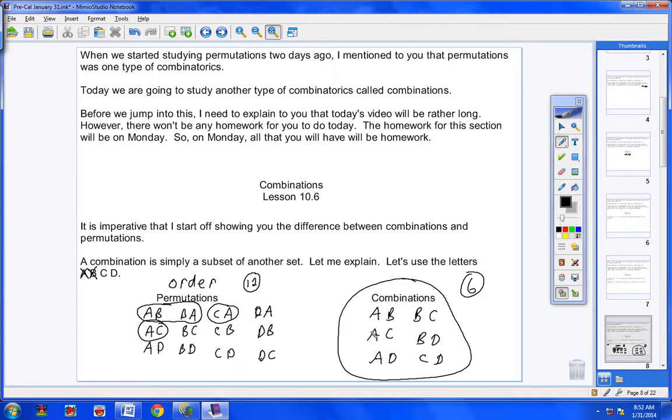There is a formula we're going to use for combinations, but do you see the difference? Permutations, order matters. AB is a different set than BA. Over here, AB is the same thing as BA, so I just write it down once, okay? And that's the difference between combinations and permutations. You need to know that.